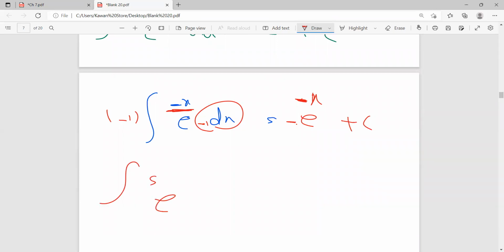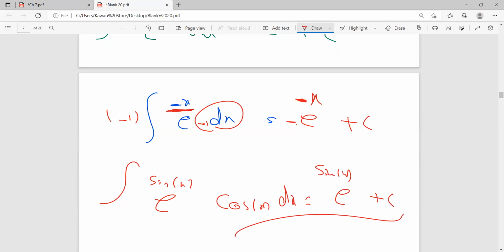Last example for the first term, is equal to what? E to the power. Understood? Okay. I'll give you a rest.